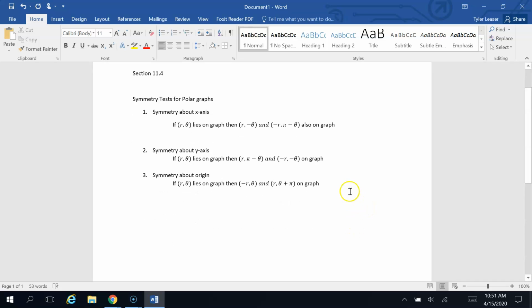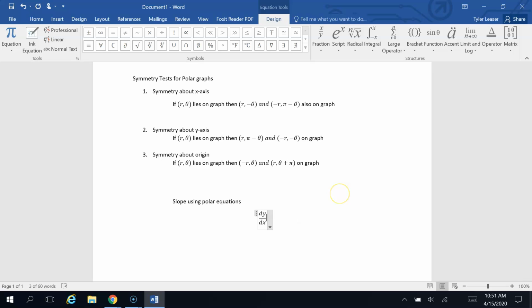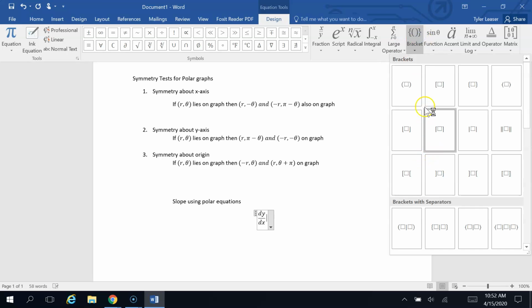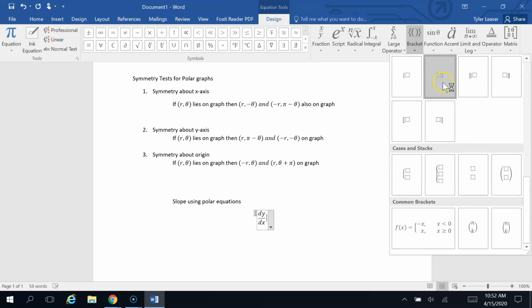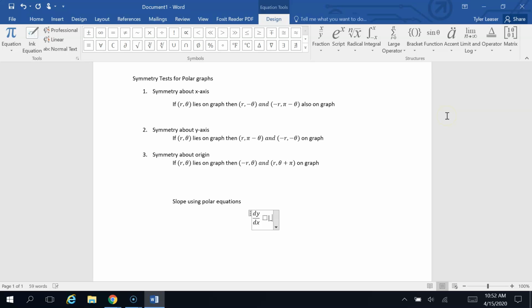Okay. One last thing that I want to write out for you guys here in this section. Another thing that they talk about is the slope using polar graphs or polar equations. So we can find the slope in this form. Remember, the slope is the change in y divided by the change in x. But we want to know what this slope is when we plug in the polar coordinate, the point r, theta.